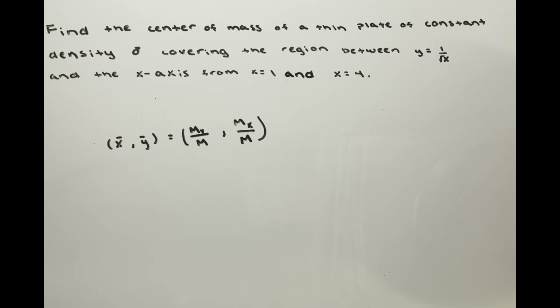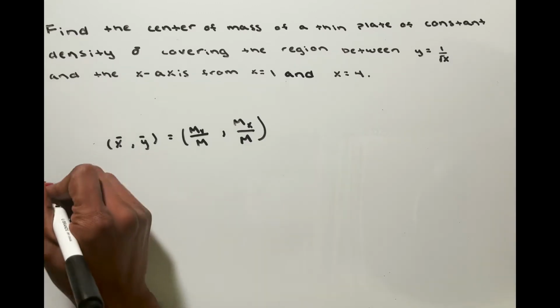So we're given an example that says, find the center of mass of a thin plate of constant density delta covering the region between y equals 1 over the square root of x and the x-axis from x equals 1 to x equals 4. Now, before we start solving this example, let's go over a few formulas.